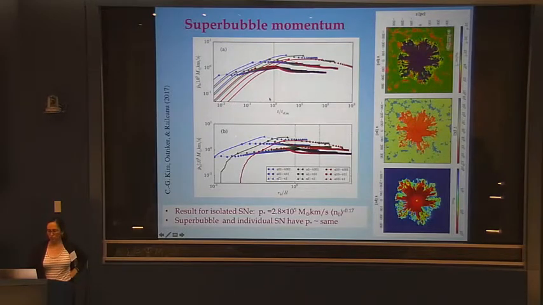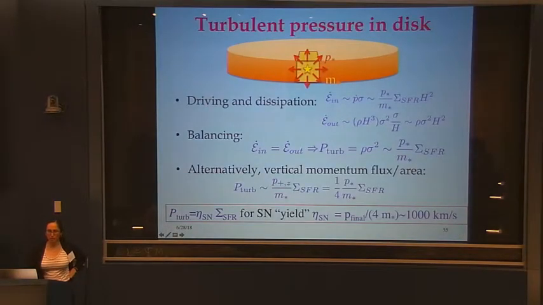Okay, so why have I told you so much about momentum? I told you so much about momentum because it's essential for driving turbulent pressure in the disk, and turbulent pressure is the main, the largest dominant pressure in the interstellar medium. So if you want to understand the interstellar medium, you have to understand how you have driven turbulent pressure from supernovae. So let's see how this works.